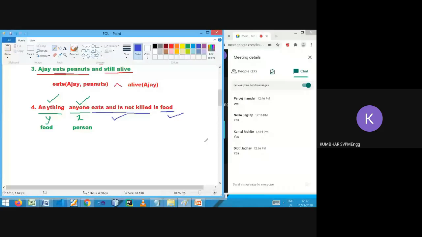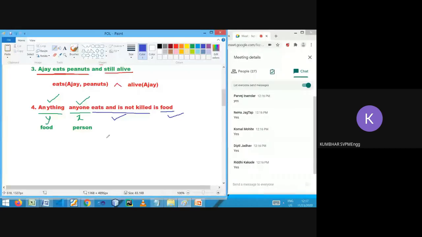Okay, let's continue. Here we are talking about three statements: one for eating, second for killed, and third which is the food. Please concentrate on this example. We have to represent this. Anyone means all persons. How can we represent all persons? With the universal quantifier, correct? All x. And again we have to use one more universal quantifier for food, so I will write all x and all y.